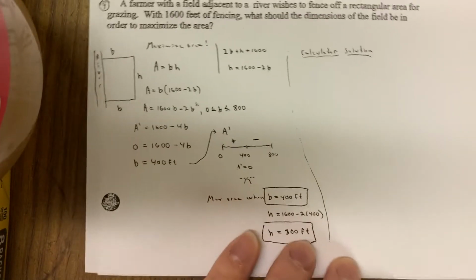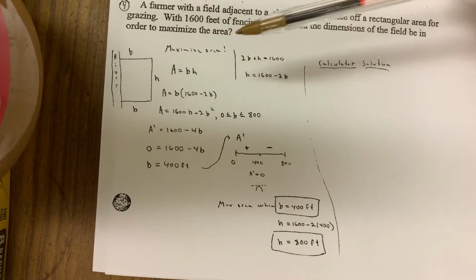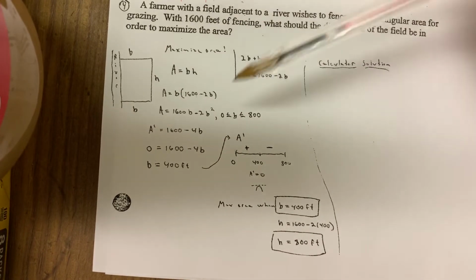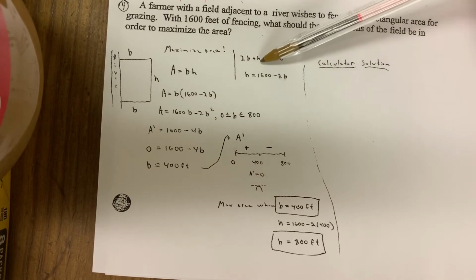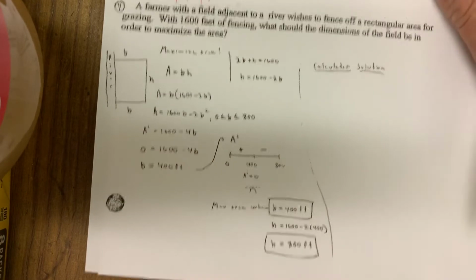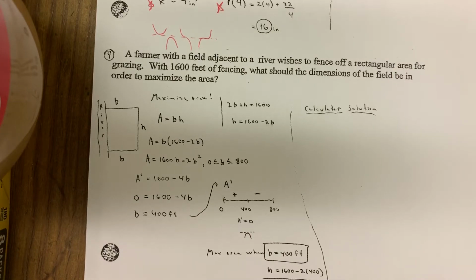So be careful. Over here, maximize that area. Area is going to be b times h. Let's get it in terms of one variable. You could solve for b or solve for h. It's really up to you. It's just easier to solve for h. Make your life easier in these problems. It's going to help out in the long run.